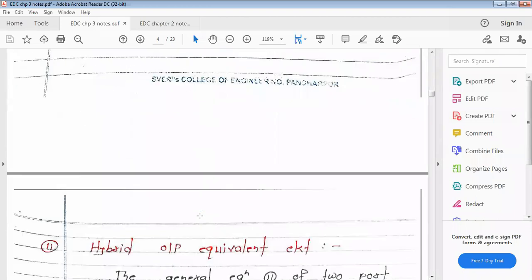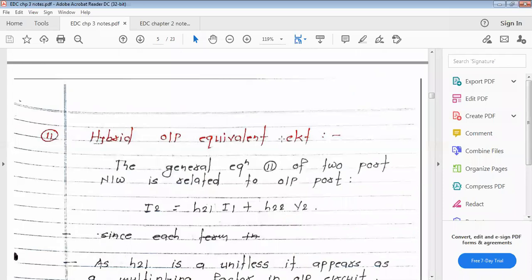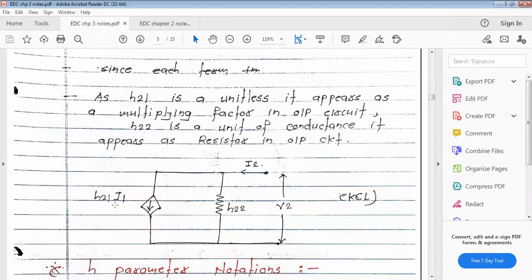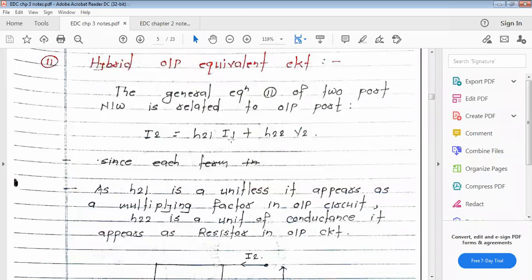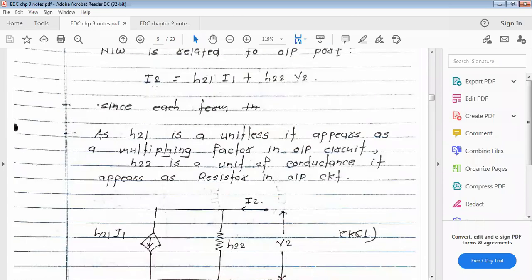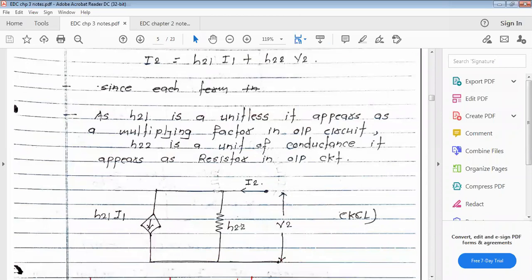Now similarly, we can find out the equivalent circuit for the output. Now first, what is the output equation? Here is I2, which is equal to H21 I1 plus H22 V2. Okay, now see here, H21 I1 is there. Okay, so I2 is nothing but the current. That's why we are showing the current here. Here is our output voltage. Here is our output current.